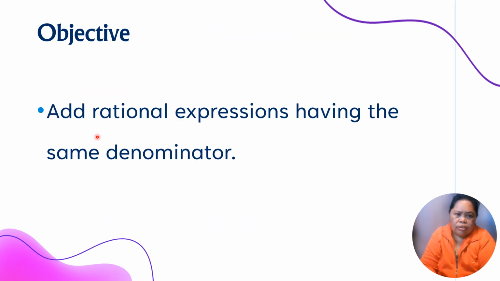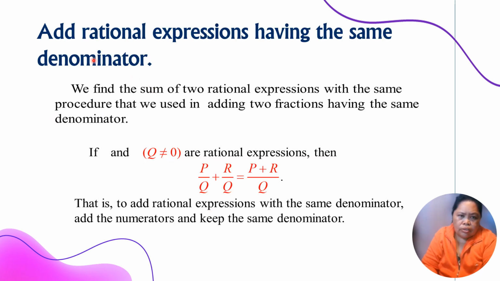Okay, so first here, our objective is to add rational expressions having the same denominator. And of course, as the addition, we will also discuss expressions with different denominators. For rational expressions having the same denominator, we find the sum of two rational expressions with the same procedure that we use in adding two fractions having the same denominator.